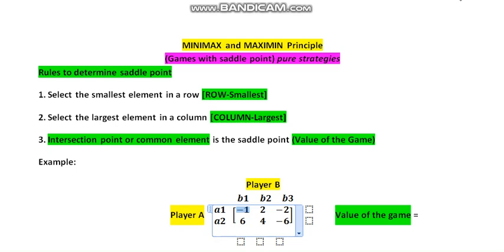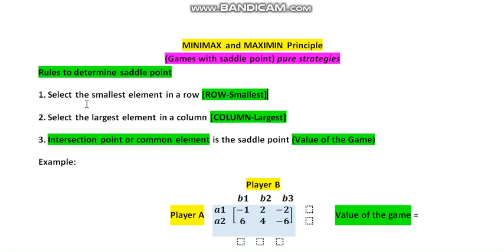Well, let's learn about the minimax and maximin principle, which we use to find out the value of the game or the saddle point. That is what we say in case of pure strategies. For that, we have to follow certain rules to determine the value of the game, or we can say the saddle point or the point of equilibrium for a certain game theory matrix that we have.